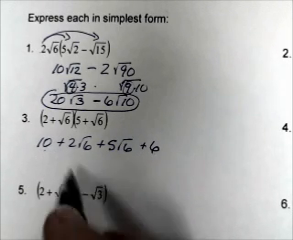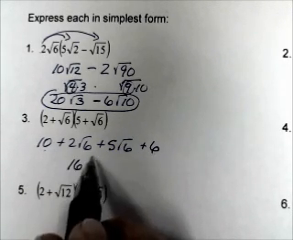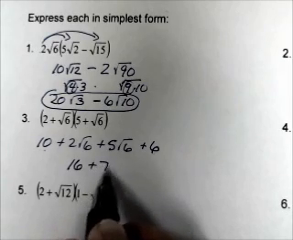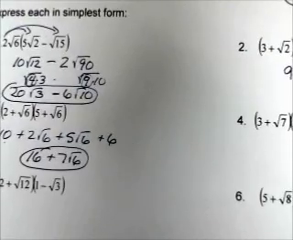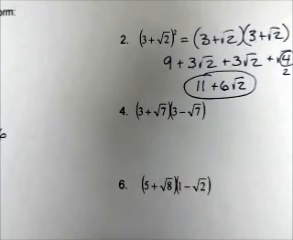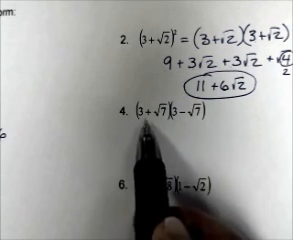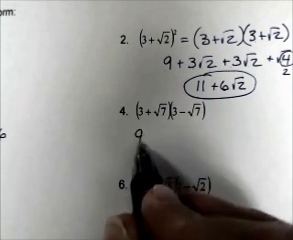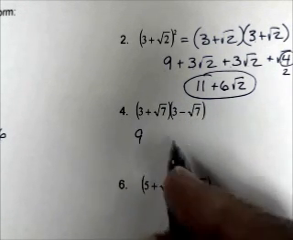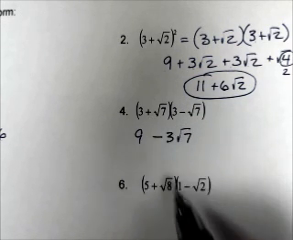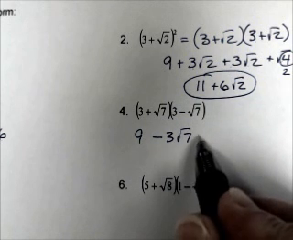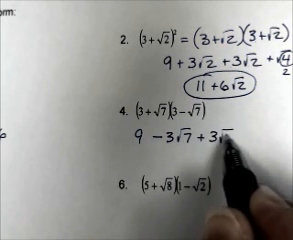Combining 10 plus 6 is 16, and 2 plus 5 is 7. So 16 plus 7 square root of 6. Number 4, another foiling. 3 times 3 is 9. Outside, 3 times negative square root of 7 is negative 3 square root of 7. Inside, positive square root of 7 times 3 is positive 3 square root of 7.